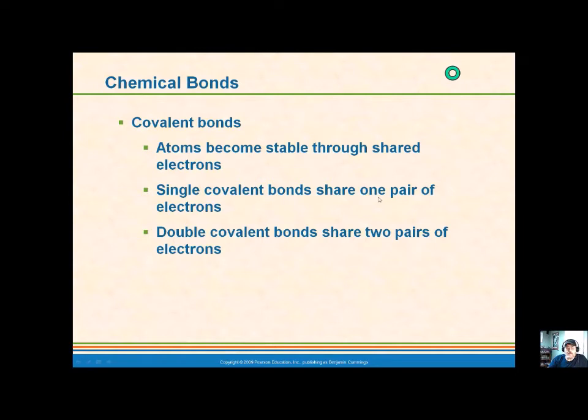Now, some atoms will actually share more than that, and they may get double covalent. And a double covalent is almost but not quite as strong as a single covalent. Covalent bonds are stronger than ionic bonds in general.